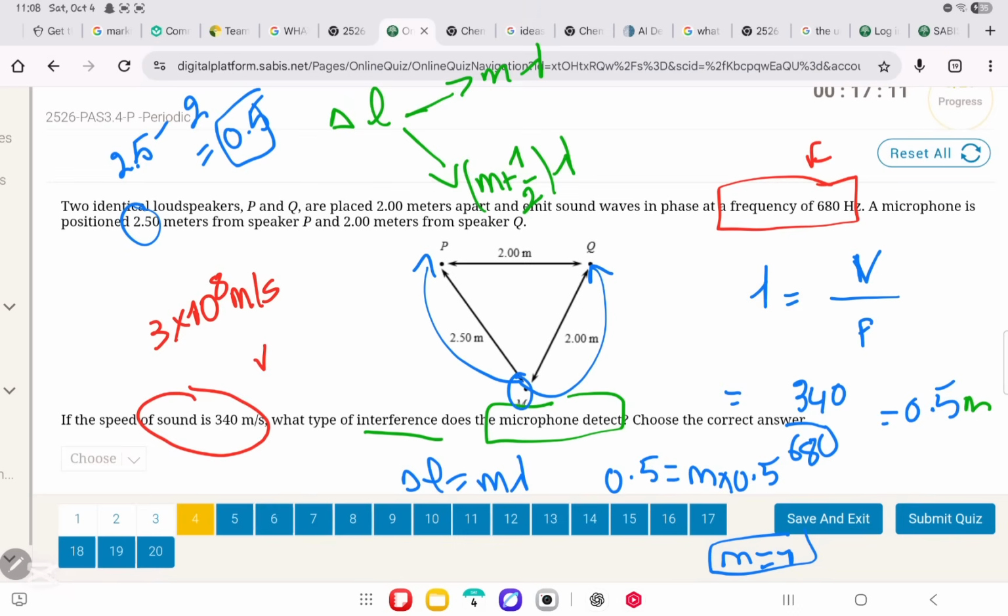Now, is 1 a multiple of lambda? This is lambda over here. It's 0.5. How do we check? We're going to take m and we will divide it by our lambda, which is 0.5. If we get a whole number, that means it is what? It is a constructive interference. And if we don't get a whole number, that means it's not a constructive. Instead, it's a destructive interference. So here it's 2. That means this is what? This is a constructive interference. Perfect.